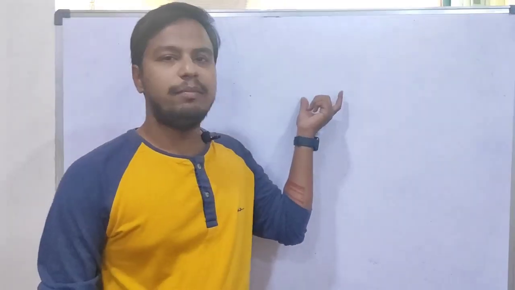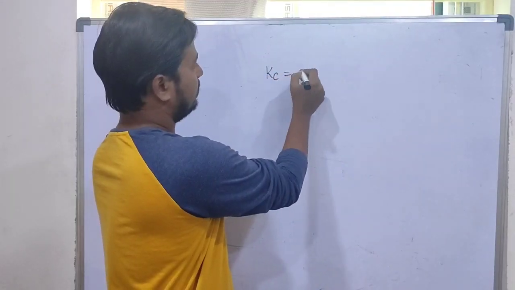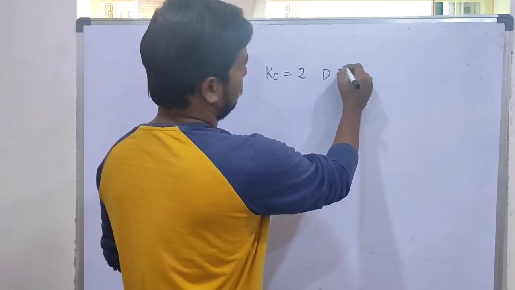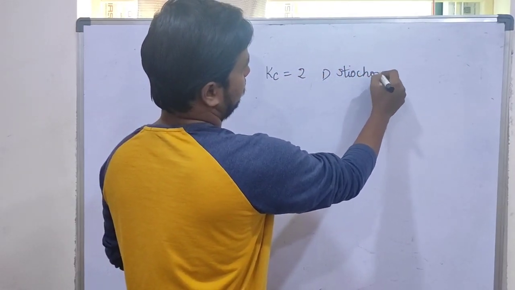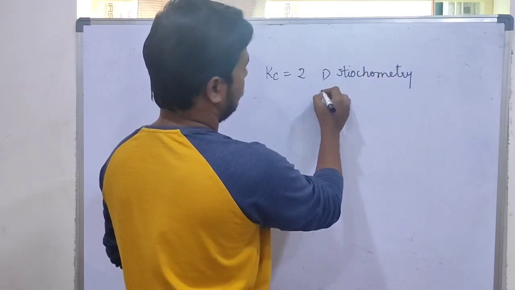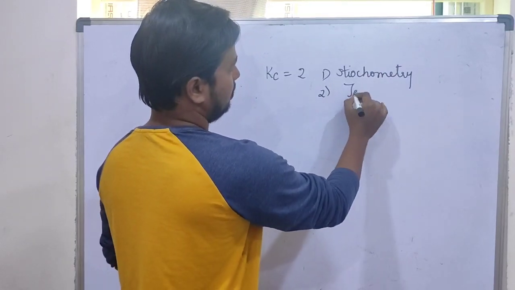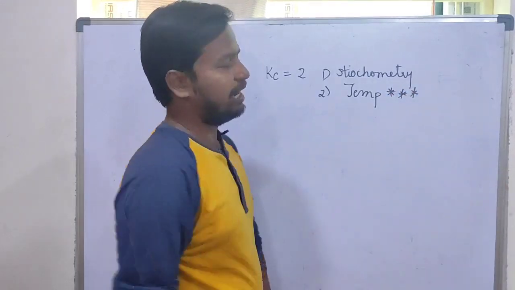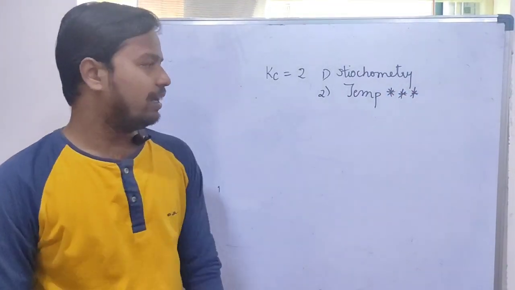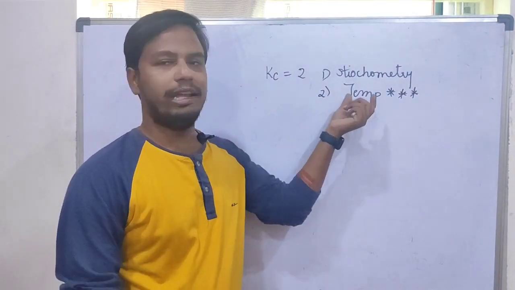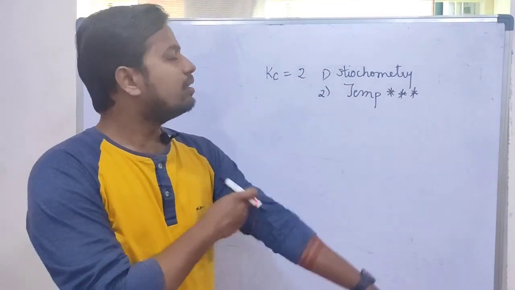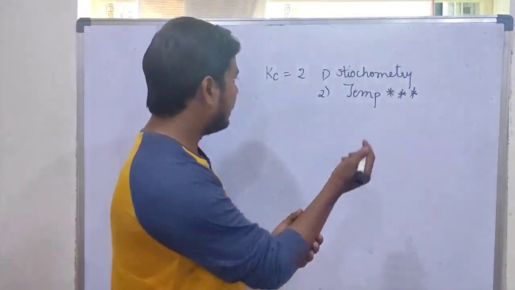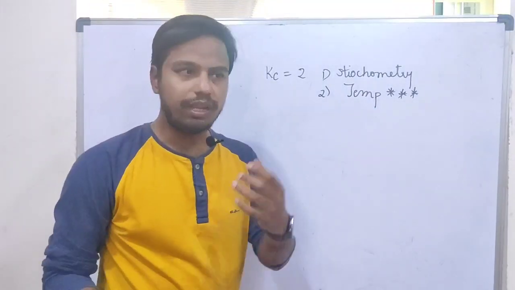Kc depends on two factors. The first one is stoichiometry and the second one is temperature. We need to remember temperature very much. What happens when temperature is increased? What happens when temperature is decreased? Exothermic and endothermic processes will come into play. So we will see this now by taking an elementary reaction.